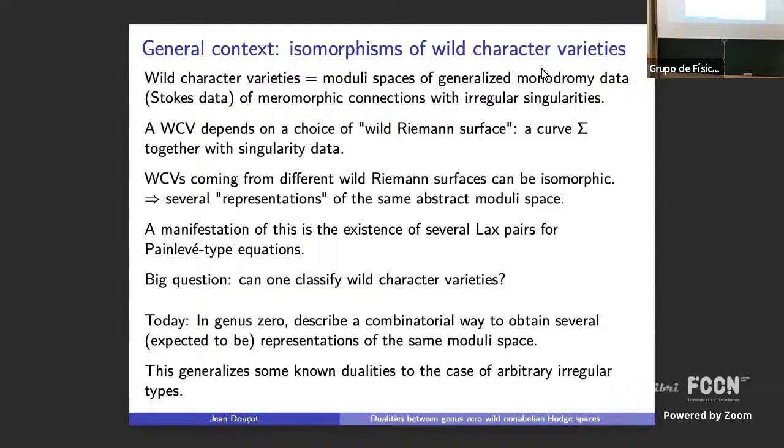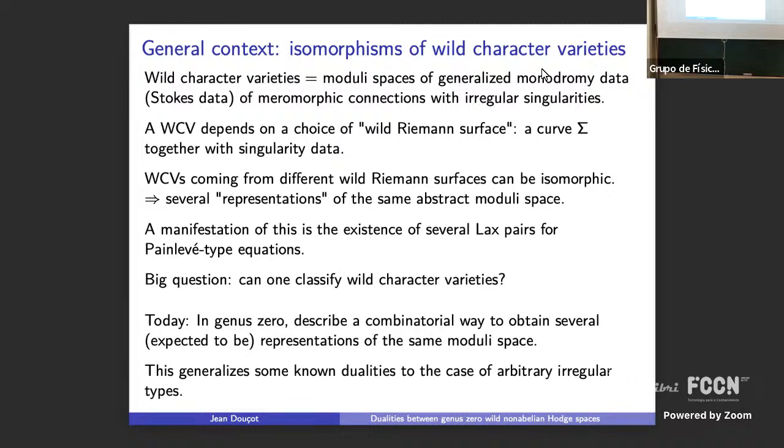And then there is a quite striking, quite intriguing fact: it turns out that several wild character varieties coming from different wild Riemann surfaces can be isomorphic. For example, they can correspond to connections with different ranks, different numbers of poles, different pole orders. And so in some sense, you have several representations of the same abstract moduli space coming from those different wild Riemann surfaces.